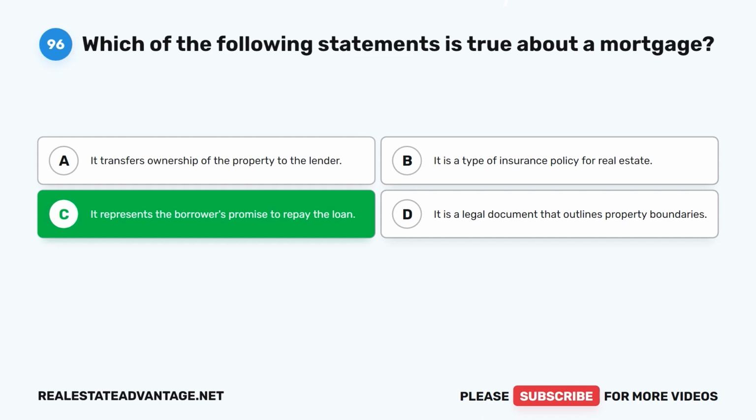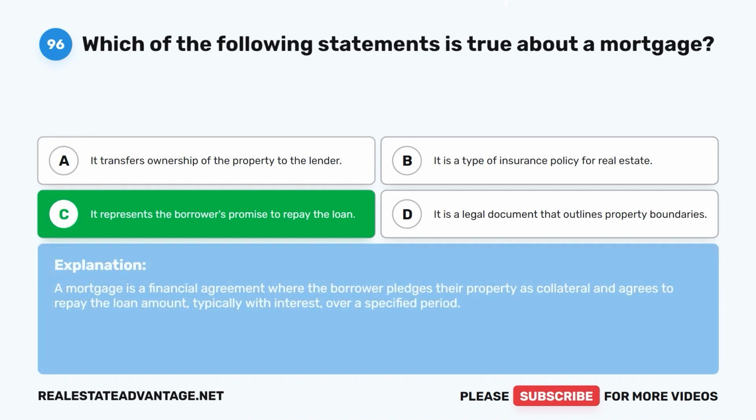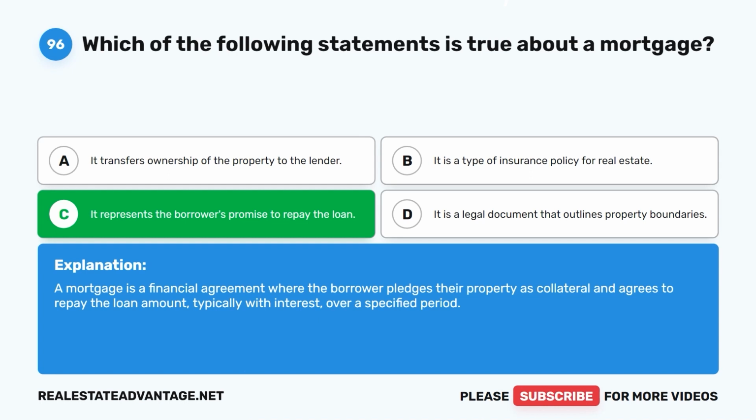It represents the borrower's promise to repay the loan. A mortgage is a financial agreement where the borrower pledges their property as collateral and agrees to repay the loan amount, typically with interest, over a specified period.